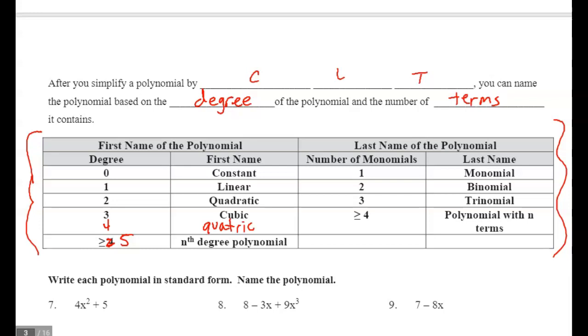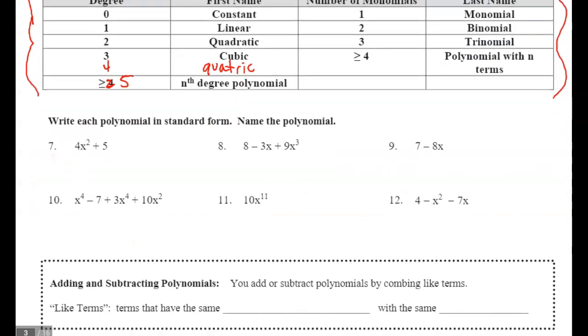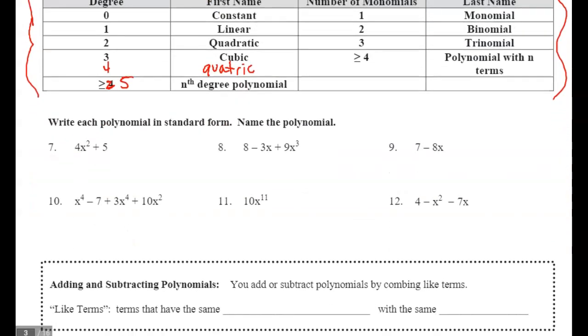Okay, so the last thing that we're doing, I have these examples here. Okay, and then you're just going to do a little bit of practice today.